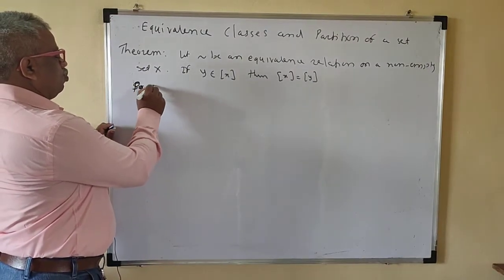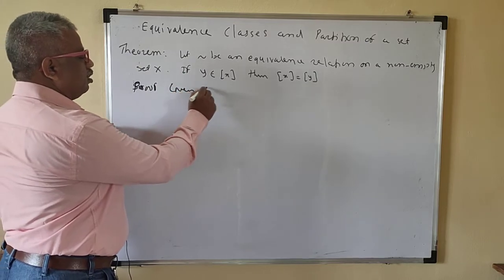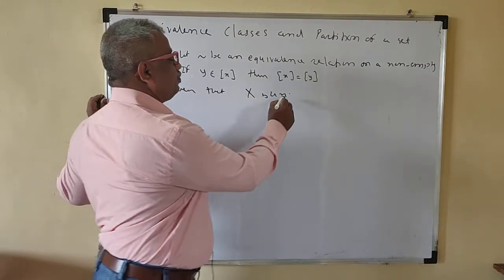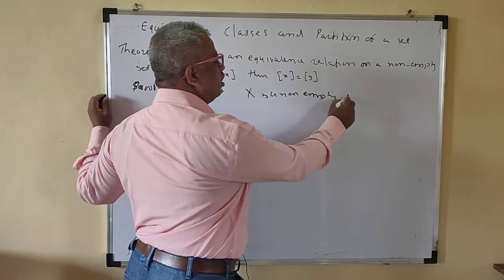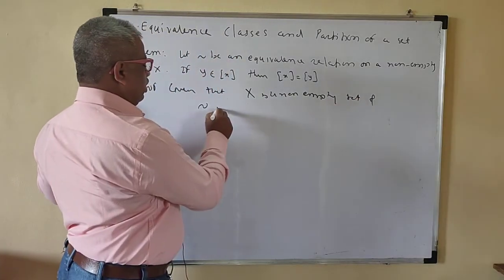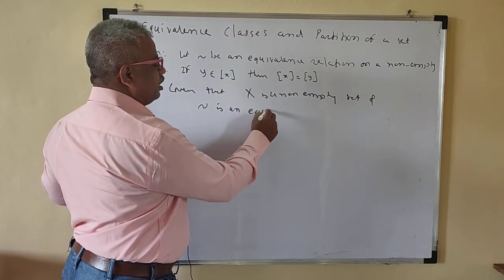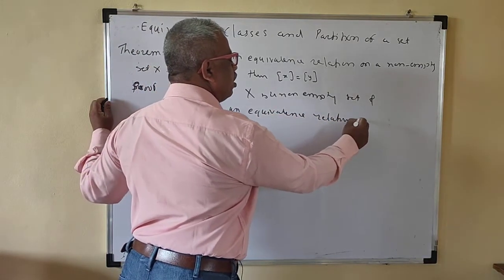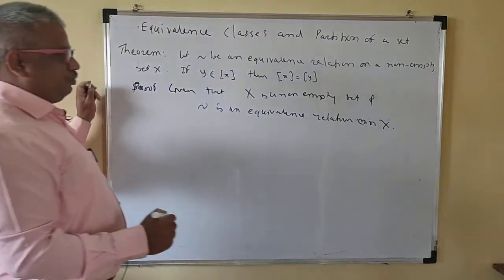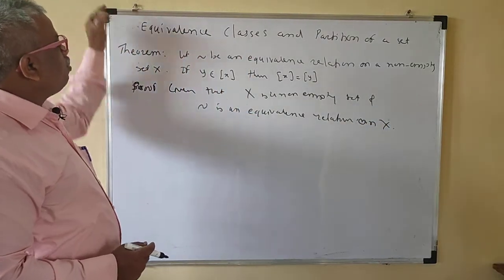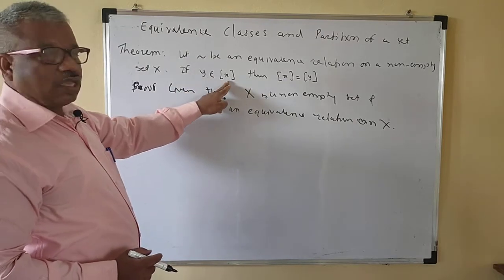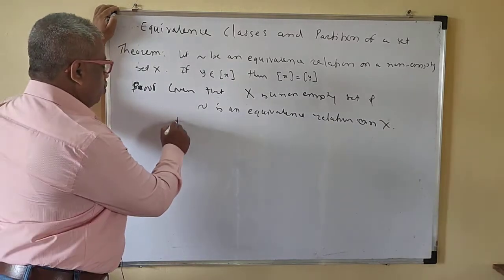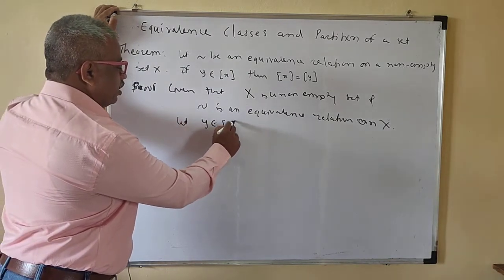Proof. Given that X is a non-empty set, and ~ is an equivalence relation on X. This is provided to you. So what do I have to prove? If Y is in the equivalence class of X, then the equivalence class of X is the same as the equivalence class of Y. Okay, so let Y belong to the equivalence class of X.